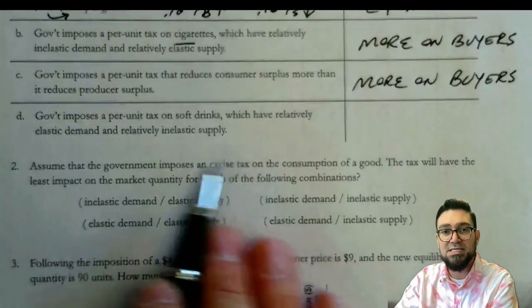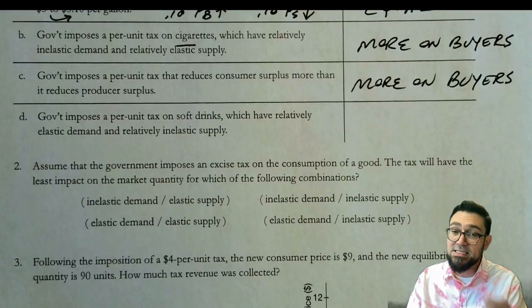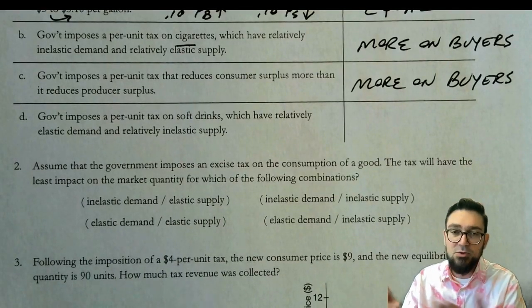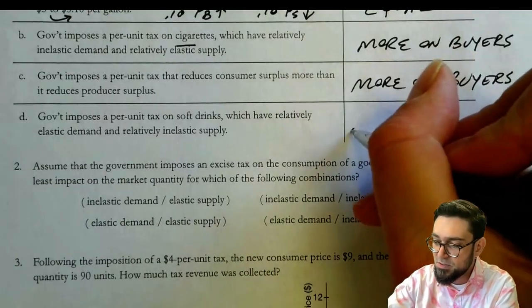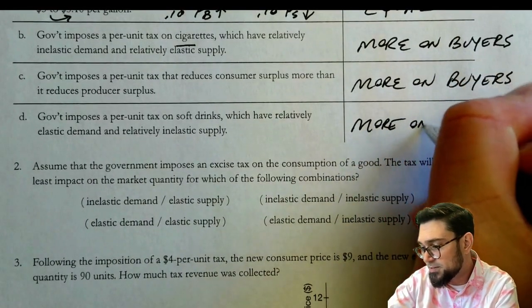Last, government imposes a per unit tax on soft drinks, which have relatively elastic demand and inelastic supply. Again, whoever's more elastic escapes the tax. So this one is going to fall more on the sellers.